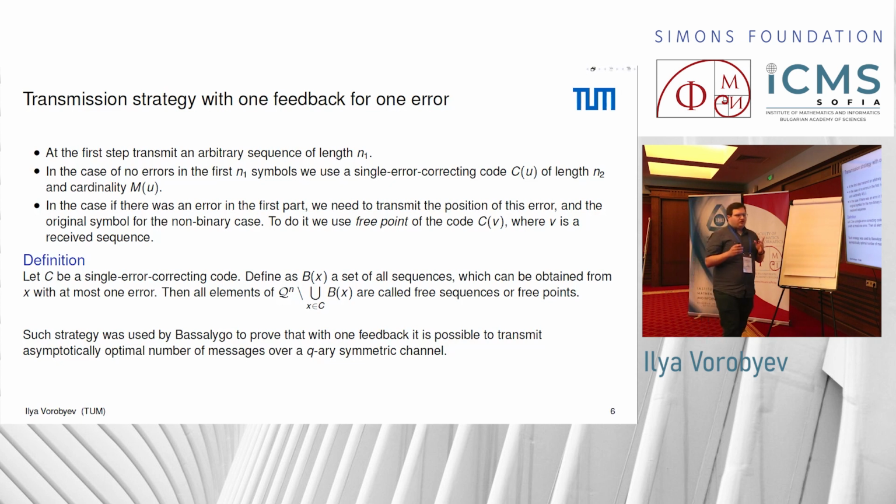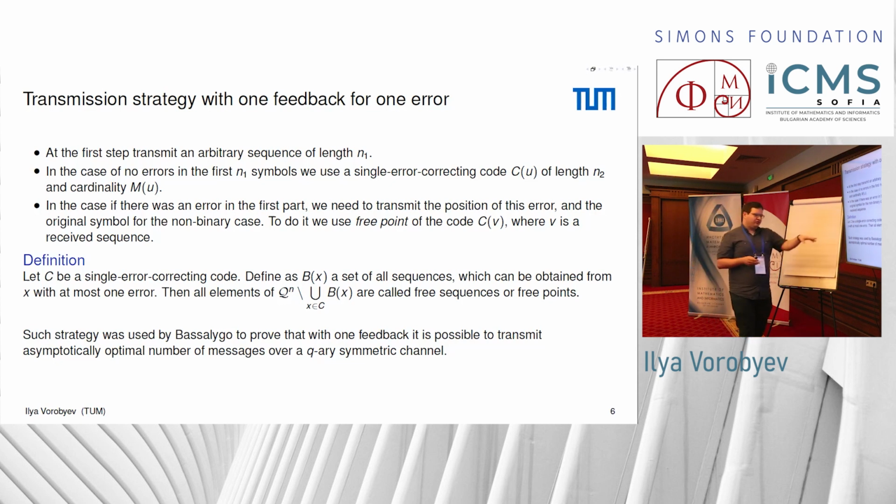For each code word, we can imagine a sphere with its center at this code word and radius 1. These spheres obviously don't intersect each other, but if they don't cover the whole space completely, some points don't belong to any of these spheres. We call these points free points or free sequences. So these points are used to correct the error.